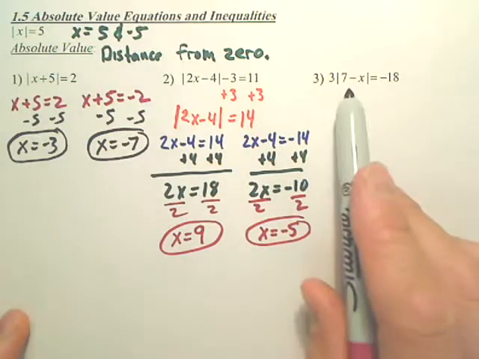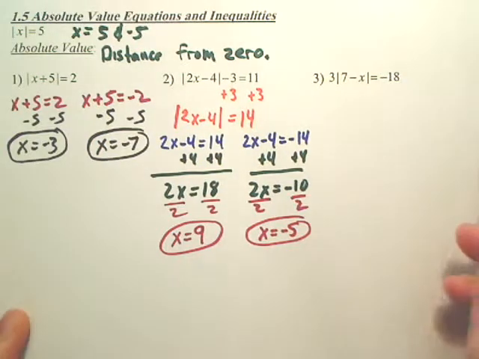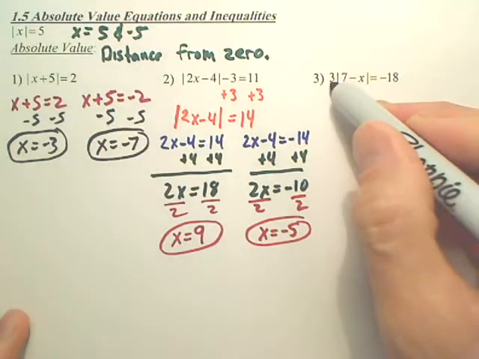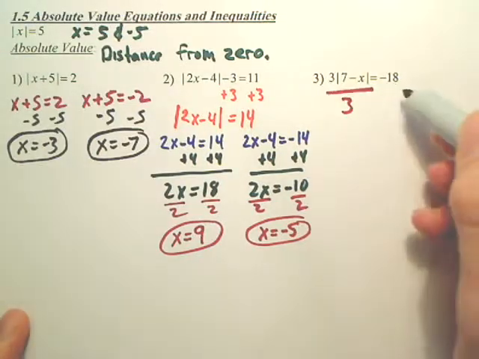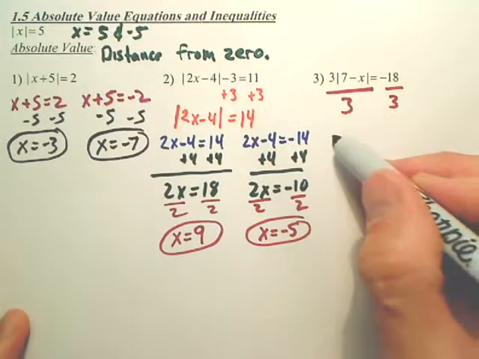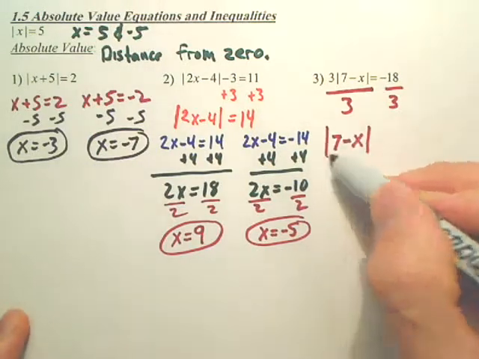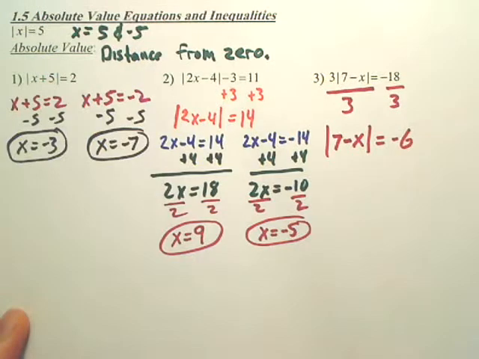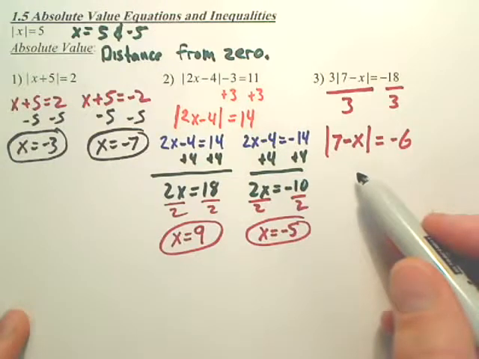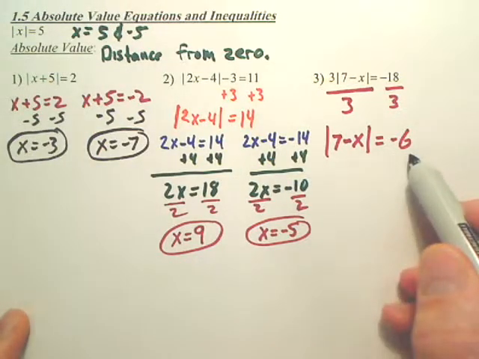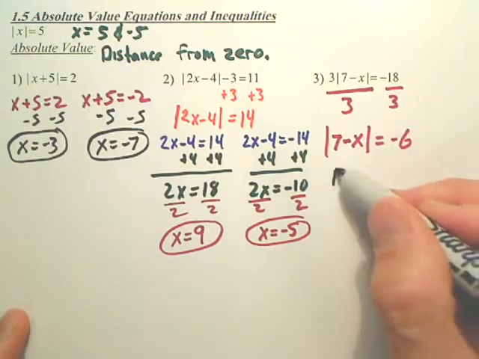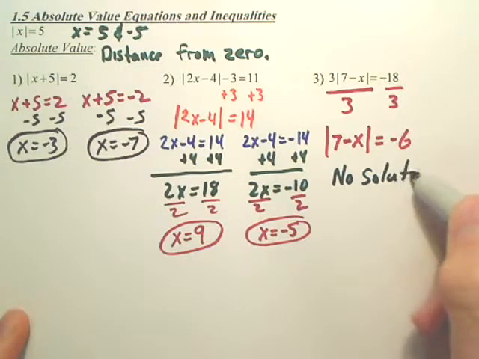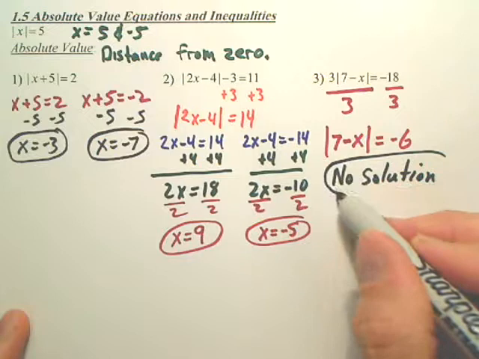Number 3. Is the absolute value isolated? No. So what do we do? That's 3 times the absolute value, so the opposite of times is divide. Those cancel. We now have 7 minus x, absolute value, equals negative 6. What do we do next? You make the 2 problems. You make the 2 equations. Actually, no. I'm smarter than this problem. I look at it and I go, this is impossible.